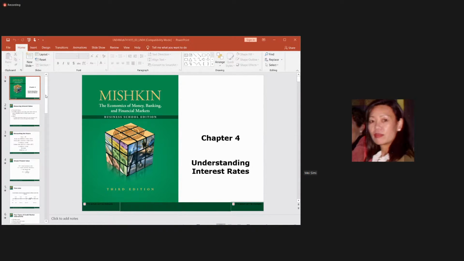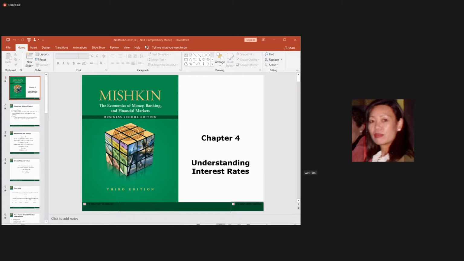So we have to go down to detail. We need to understand certain things. For example, stocks, bonds, how interest movement affects those securities. Okay, let's see. So this chapter is about understanding interest rate. Okay, we have a lot of interest rates. Okay, let me show you.